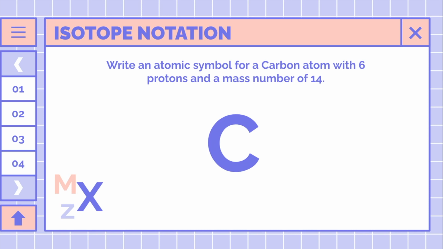Okay, now the next piece of information provided is the number of protons. In carbon, there are 6 protons and 6 electrons. 6 will replace Z and take its place at the bottom left. And finally, the mass number is given to us already, which is 14, which will replace M. Okay, let's do one more.